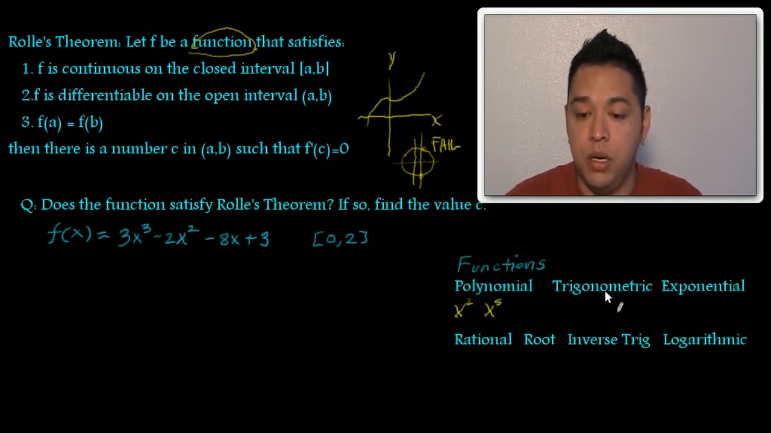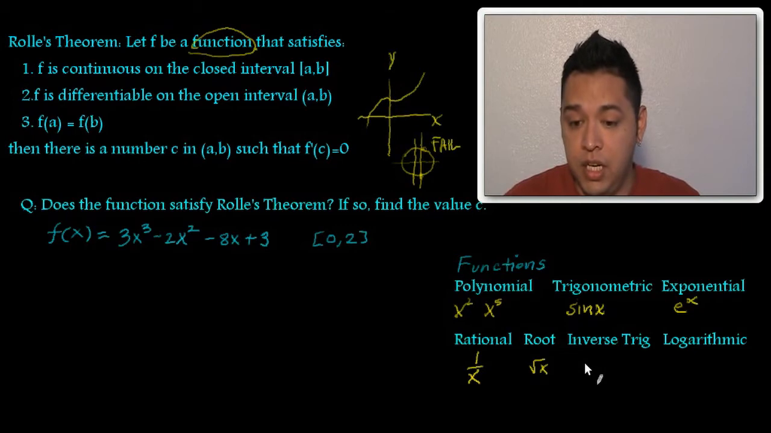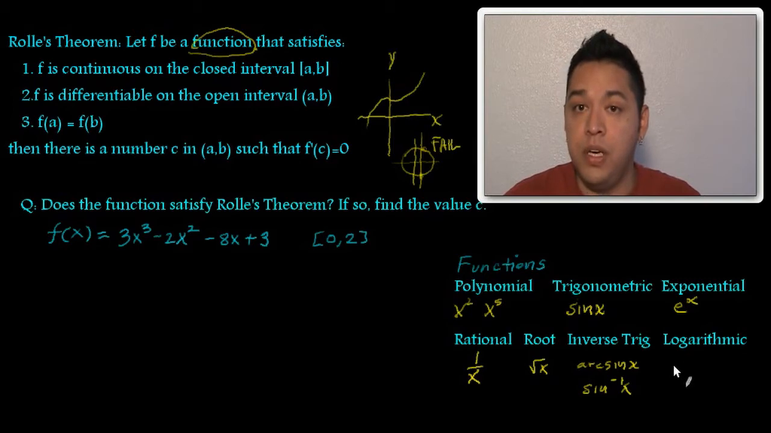A trigonometric function will look like this, like sine of x, or cosine of x, or tangent of x, all those. An exponential equation will look like this, e to the x. A rational equation is something like 1 over x. A root function would be something that looks like this. An inverse trig function are those arcsines, arcsine of x, or this one right here. A logarithmic equation would be something like log of x or ln of x.